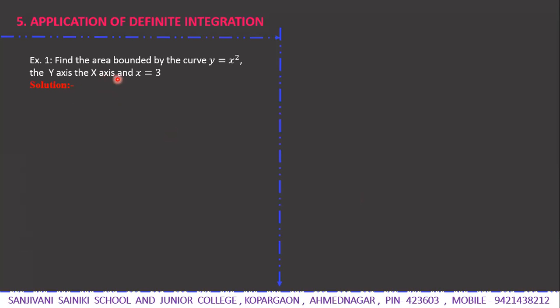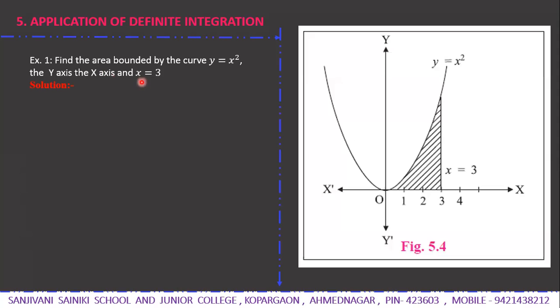Now find the area bounded by the curve y is equal to x square and the y-axis and the x-axis and the line x is equal to 3. So first of all we must have the idea of its graph. y is equal to x square, that is x square is equal to y. So it is the parabola opening towards the positive direction of y-axis. Okay, this is the graph of the parabola. Then we will draw the line x is equal to 3. So this is the actual area that we want to find.